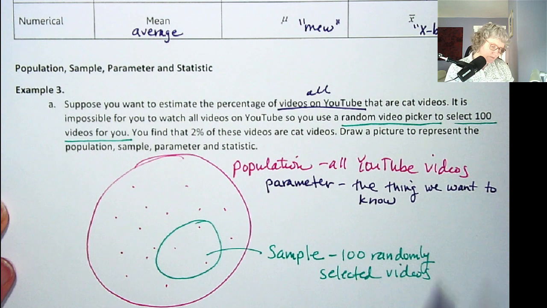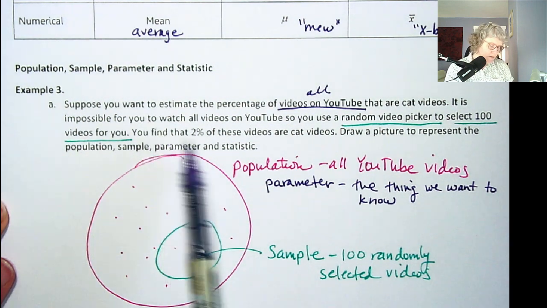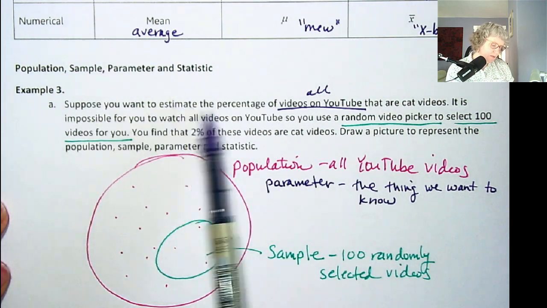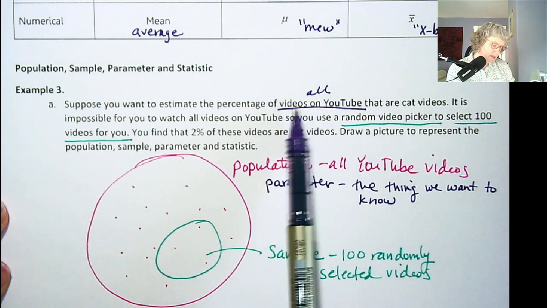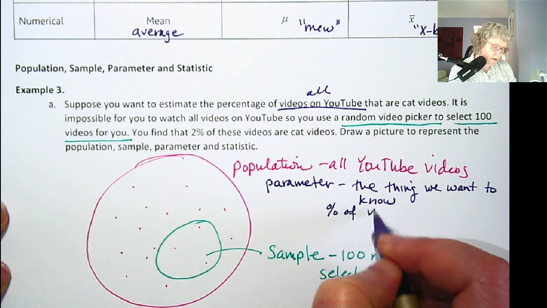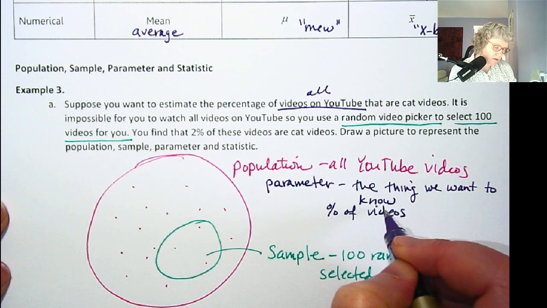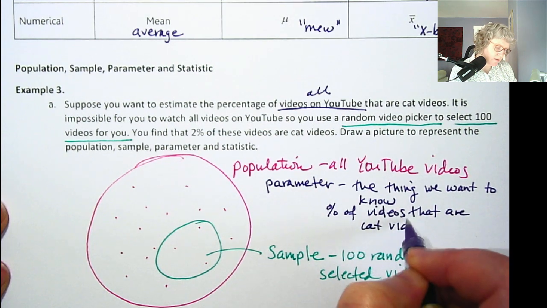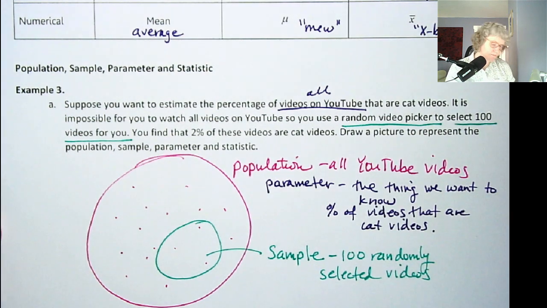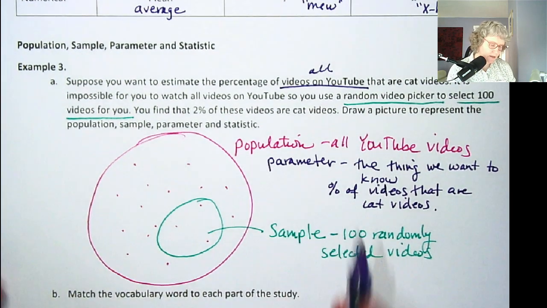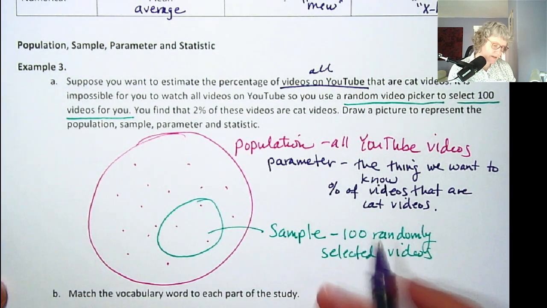So in this example, I would say it is what percentage of videos are cat videos. You want to estimate, it's what we're estimating. You want to estimate the percentage of videos on YouTube that are cat videos. Percent of videos that are cat videos. I often do the parameter last. It seems to be the harder one. But if you do the statistic, then you can also translate the statistic to the parameter.